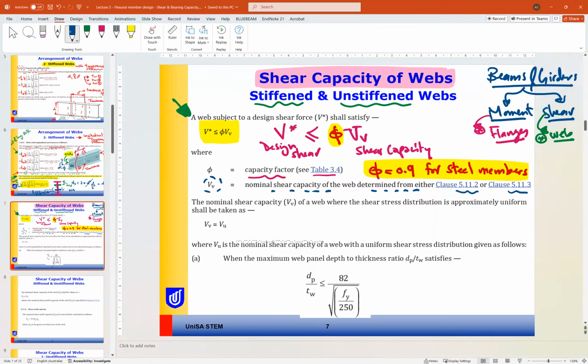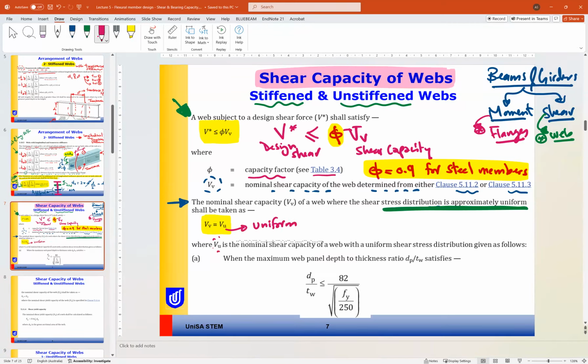The first one is this clause. V V can be equal to V U, the nominal shear capacity of the web, where the shear stress distribution is approximately uniform. And this is our case. So our case, we are assuming that the shear distribution on the web is approximately uniform. If it is non-uniform, there is a different formula. So here, as you can see, V V equal to V U. U means uniform.